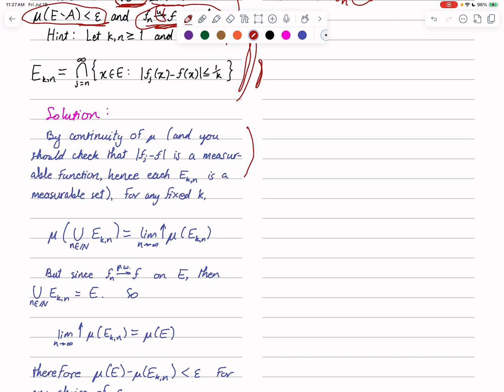Well, I think it should be somewhat clear that it's some kind of a pre-image of the absolute value of fj minus f, treated as a function. It's the pre-image of this function on a particular interval. And so what you want to do is show that that thing is a measurable function, right? Pre-image of a measurable function is a measurable set. So you want to show that this absolute value of fj minus f is a measurable function.